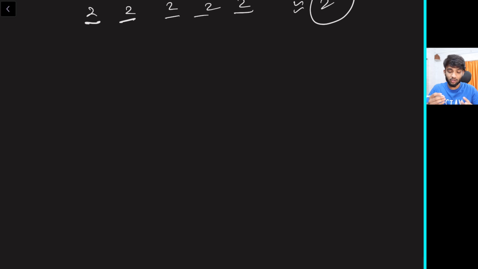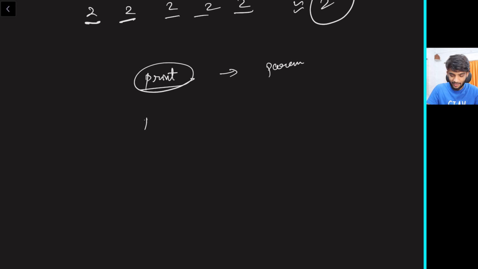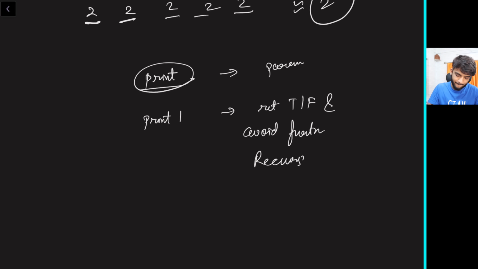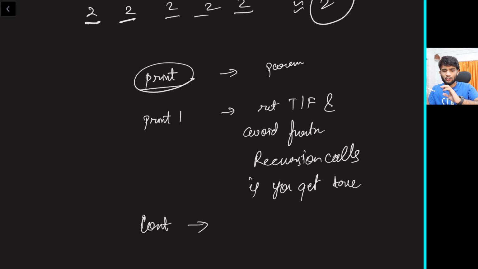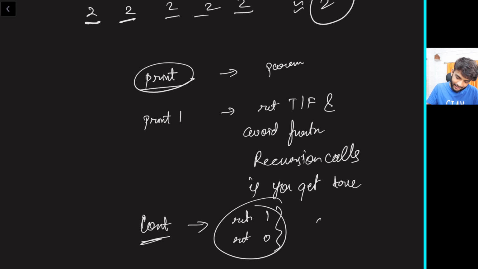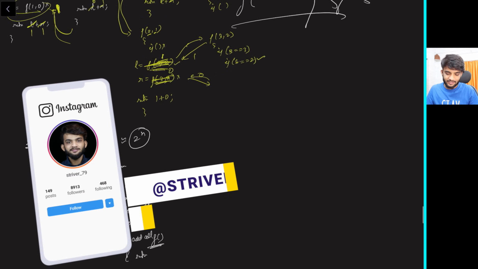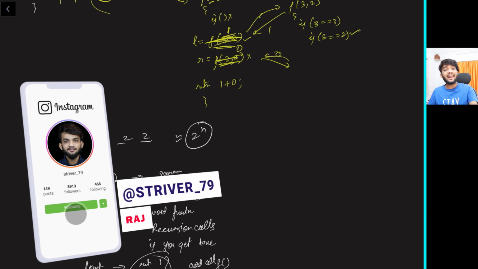So I hope guys you have understood all the patterns. Quick recap: to print, parameter wise, how to print one answer, return true or false, and avoid further recursion calls if you get true. And how to count: you will get a lot of problems in the future where they'll say count. So whenever there is something like count, return 1, return 0. This is the funda. And add all f and return. Simple as that.